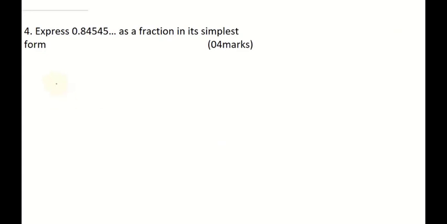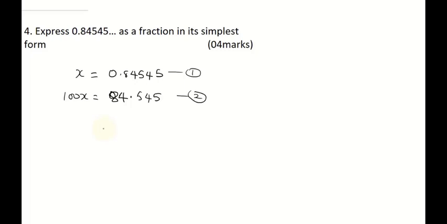Question 4 says, express 0.84545 as a fraction. Now, let's equate x to be 0.84545. If you multiply both sides by 100, we're going to have 100x, which will now be 84.545. I'm going to call this my equation 1, and I'll call this my equation 2.